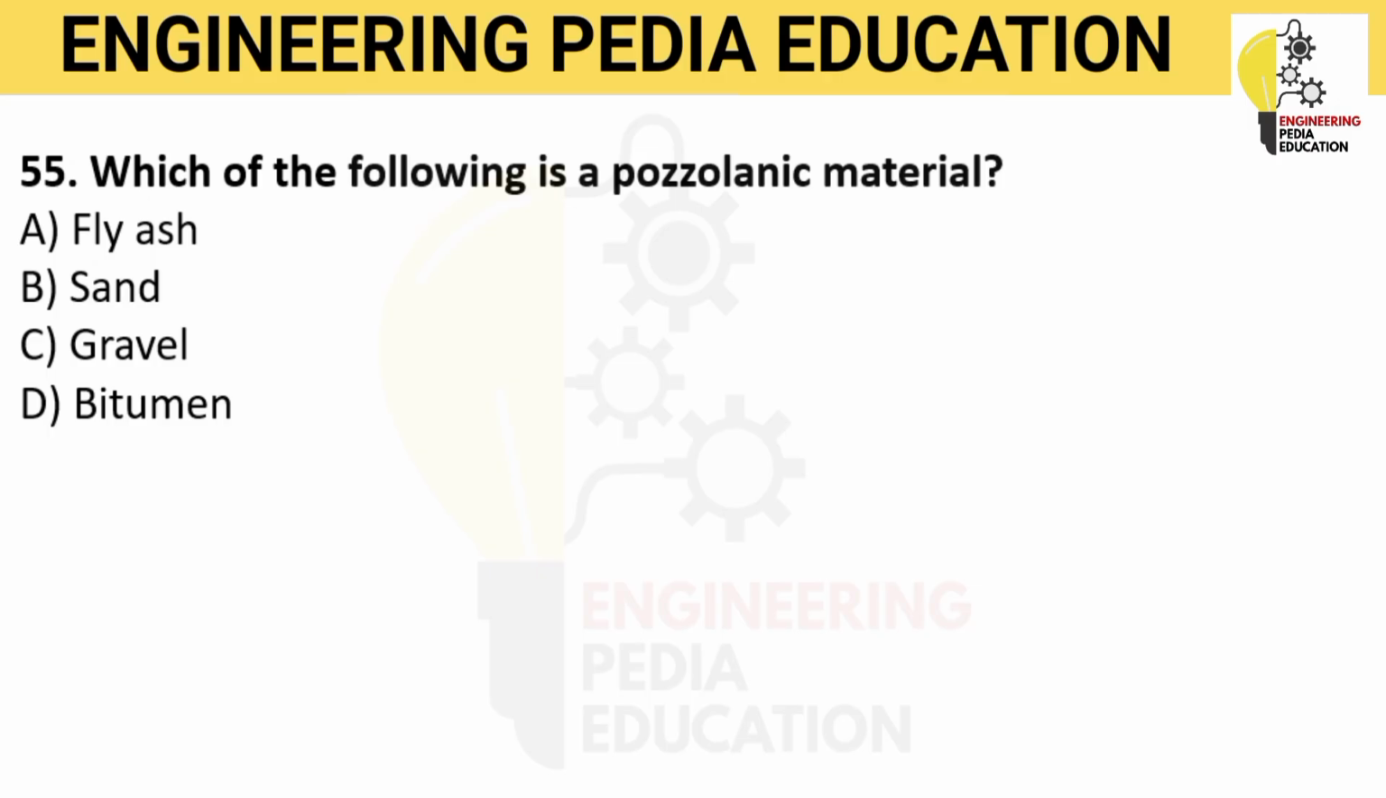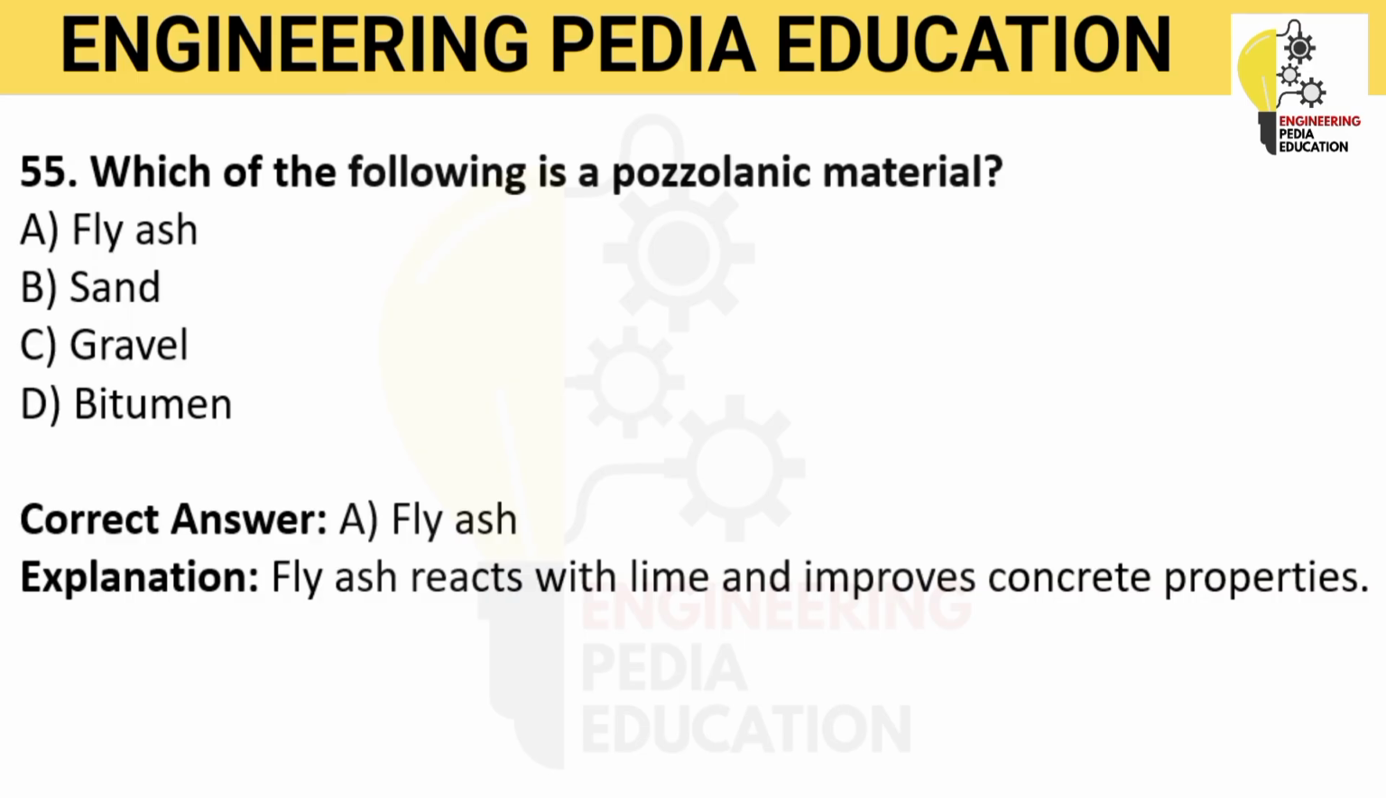Fly ash is a powder obtained from coal thermal power plants. It is grey in color, a pozzolanic material, and with cement it gives strength. Concrete workability is also increased with it, and heat of hydration is released in a lesser amount.